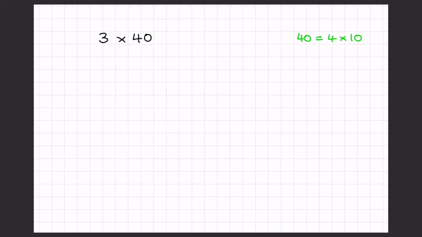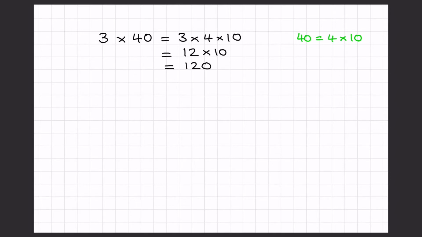I'm going to rewrite the line to look like this. So I've got 3 multiplied by 4 multiplied by 10. So I've rewritten the 40 as 4 multiplied by 10. Now let's do the 3 multiplied by 4, which is equal to 12. So we now have 12 multiplied by 10. And then of course 12 multiplied by 10 is 120.